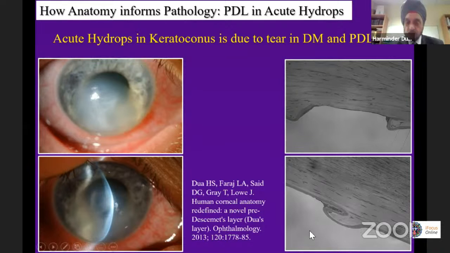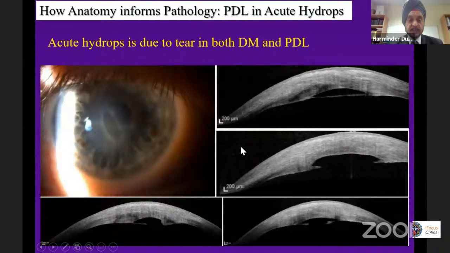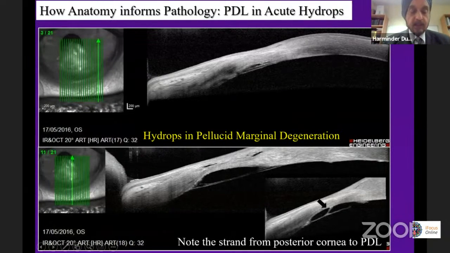And we have one example over here, and you can do an OCT and you can see the Descemet's membrane and pre-Descemet's layer, both are torn, and there's lots of fluid in the cornea. And this you will see again and again. Here, in acute hydrops, that rip is in the pre-Descemet's layer and Descemet's membrane, not Descemet's membrane alone. And you can see here, they're both torn, there's an excavation, and there's fluid in the stroma. Now, at that time, nobody commented on it, and it was just left as a statement.